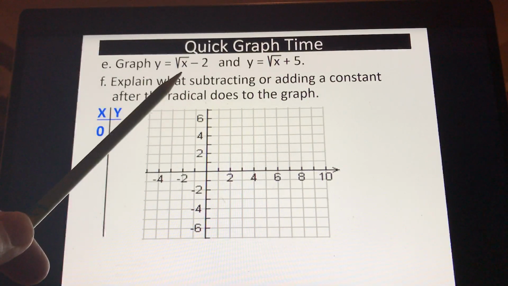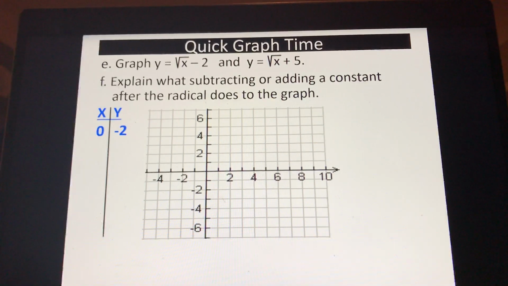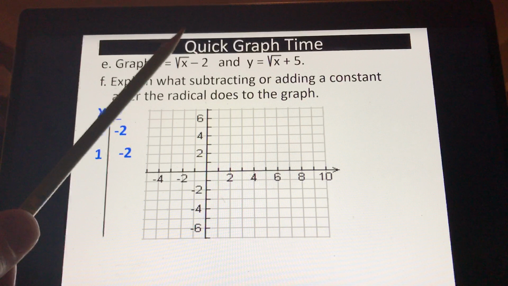Can you plug in 1? Certainly. Square root of 1 is 1. 1 minus 2 is -1. I have no idea why that says -2. That's silly. That should say -1. Maybe I plotted it correctly. Let's check me in a minute.